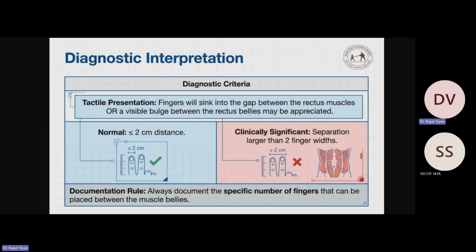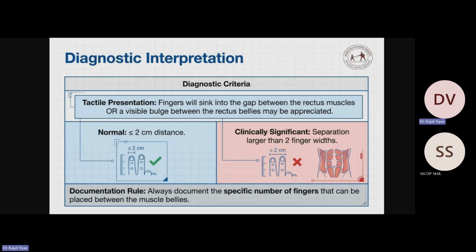Diagnostic interpretation. Once the fingers are placed horizontally across the midline of the abdomen, you will see that the fingers will sink into the gap between the two rectus bellies. If diastasis is present, a taut band will be felt at the side of your fingers, or a visible bulge between the muscle bellies can be appreciated. So either you can feel the difference and your fingers will sink in the gap, or a visible bulge can be seen.